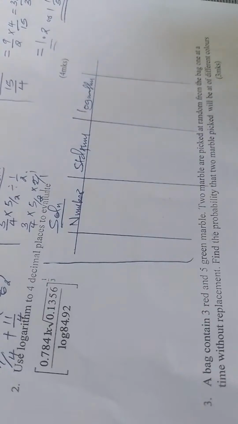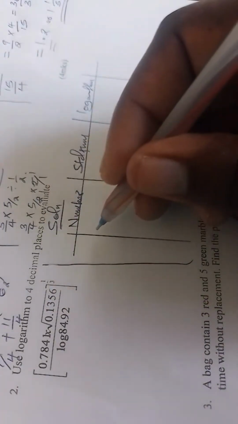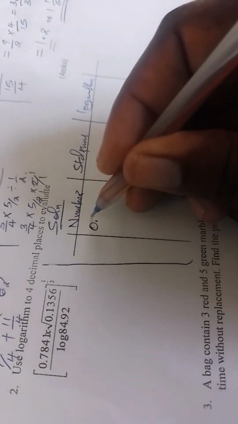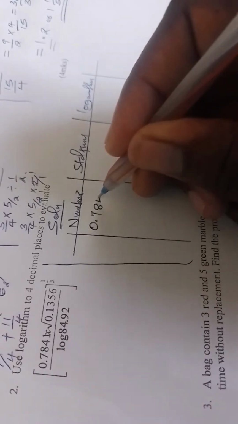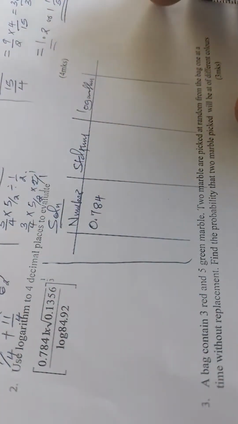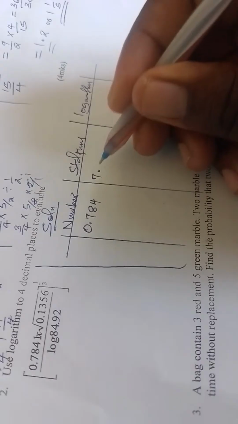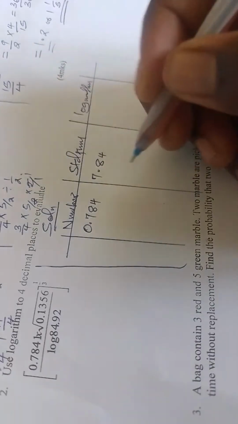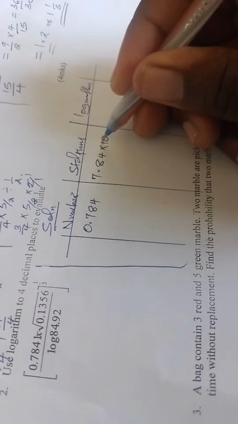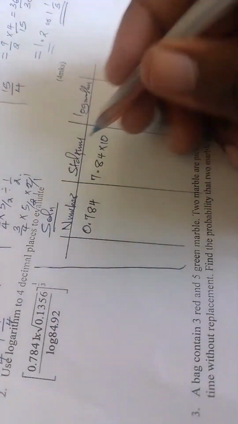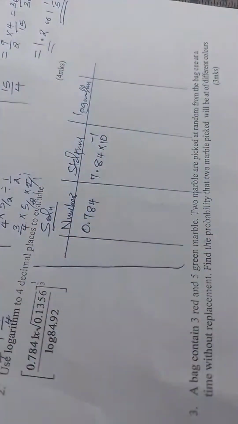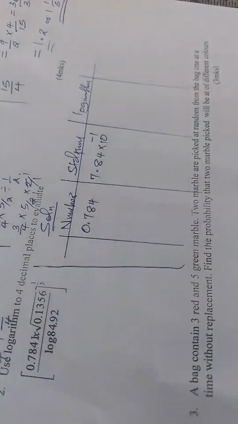What we have in the numerator is 0.784. This one you're supposed to write in standard form. If you write it in standard form, it will be 7.84 times 10 raised to power negative 1. That is how the number will be in standard form.